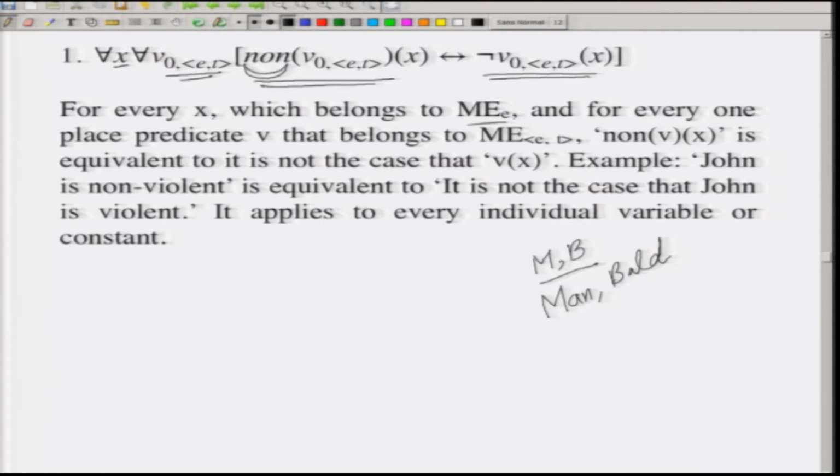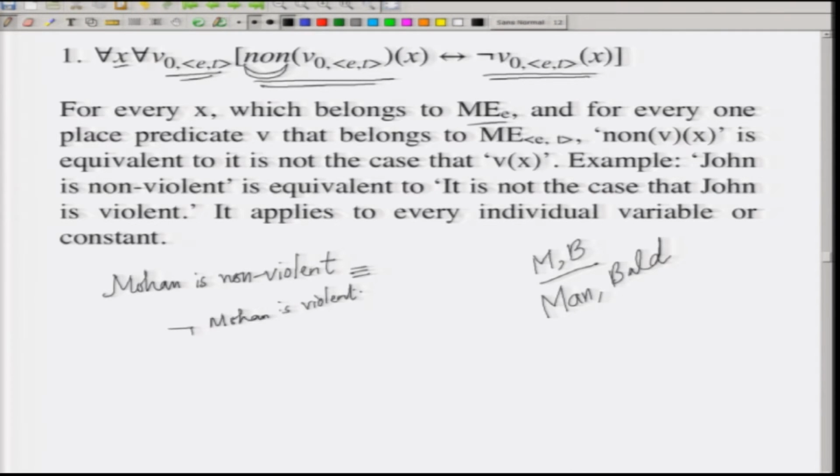An example of this: when we say that Mohan is non-violent, what is it we are saying? We are saying here it is not true that Mohan is violent. Now they are not identical. Why are they not identical? Because they are different things, structurally different, yes, but they are equivalent. What does it mean? If one is true, the other one has to be true, and if one is false, the other one has to be false. So they are equivalent.